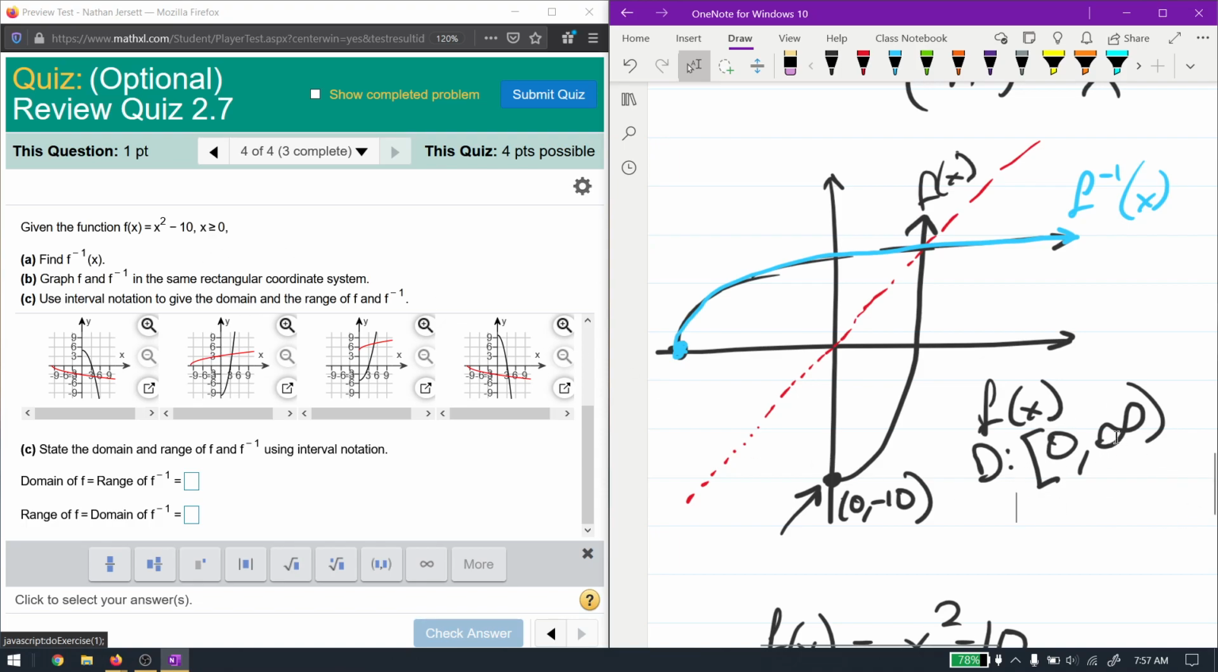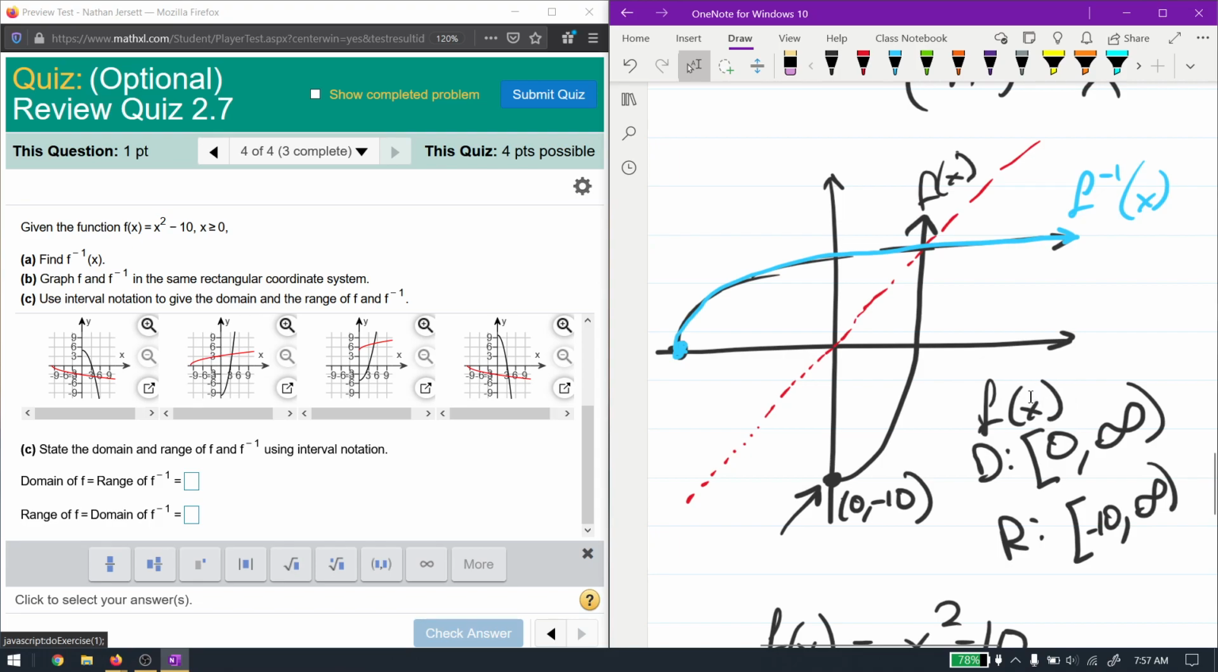The range, you can see, the lowest point that we have on the graph is at negative 10 here. This is the lowest point, and it only goes up above that. So we're going to start at negative 10 and go up to positive infinity. It does go to positive infinity. It just keeps going up and up. So that's the domain and range for the regular function.